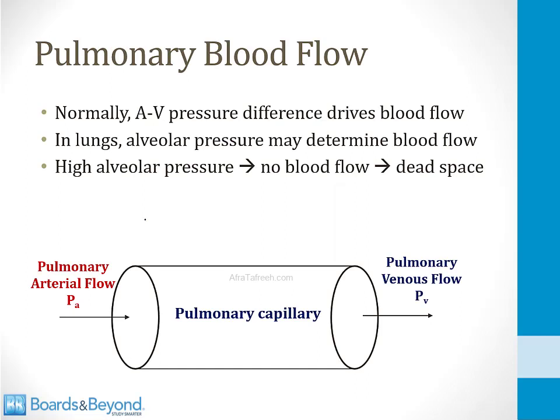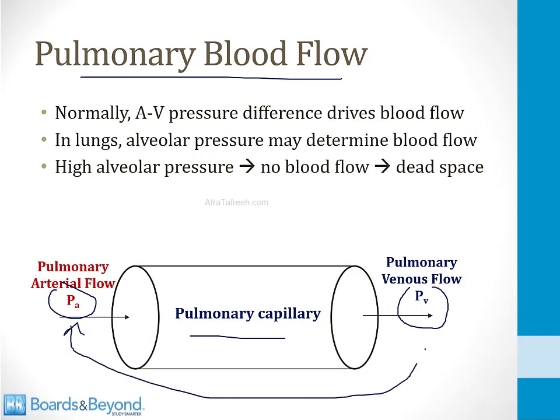So earlier we talked about perfusion and how it varies from the base to the apex. I'm going to revisit that topic now and talk a little bit about what drives pulmonary blood flow in different portions of the lung. So if you look at the bottom of the screen, I've shown a pulmonary capillary. We've got blood coming in from the pulmonary artery at the pressure P sub A, and we've got blood leaving and going to the pulmonary veins at a pressure P sub V. And normally it is the difference between PA and PV that drives the blood flow. If PA is significantly higher than PV, you'll have lots of blood flow. If it's not that much higher, you'll have less blood flow.